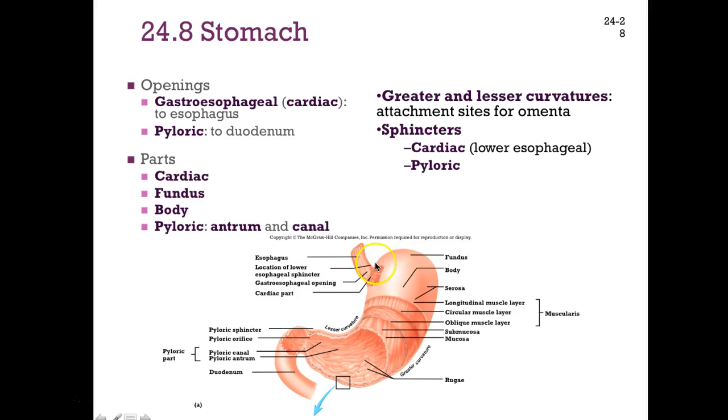Now we also have on the left side of the stomach would be the greater curvature, and over on the left side of the stomach we have the lesser curvature here, and this is where we're going to have the greater and lesser omenta attaching.